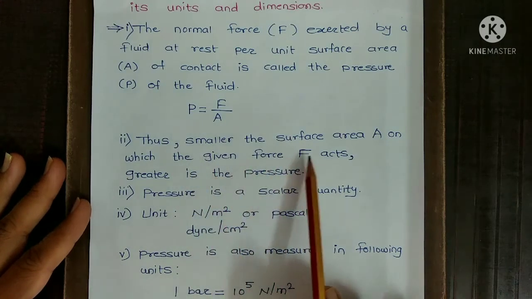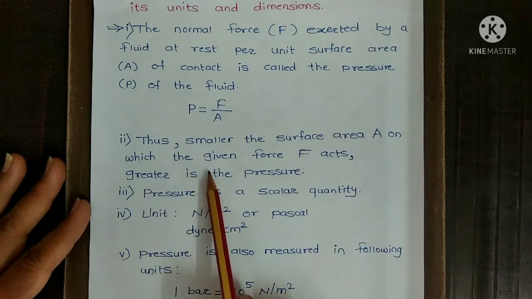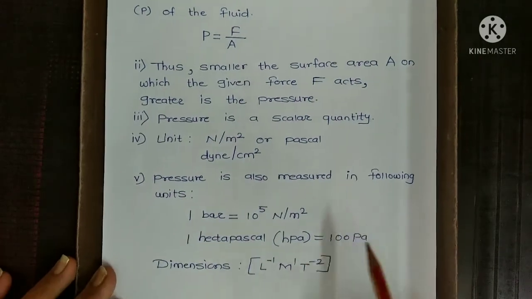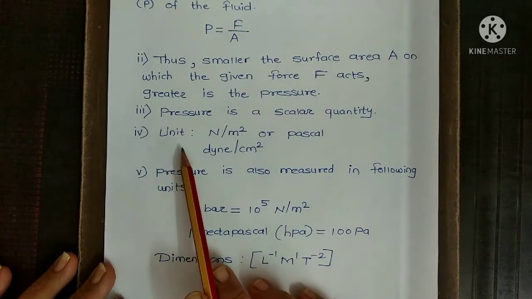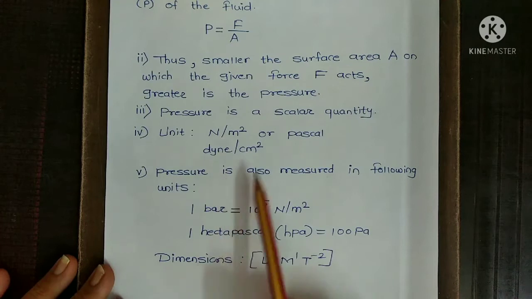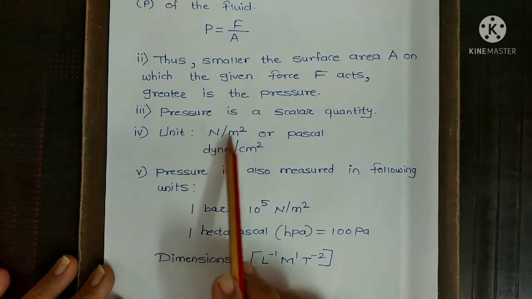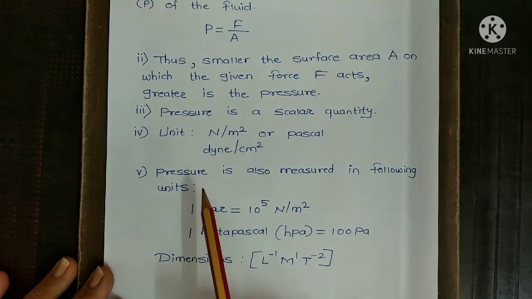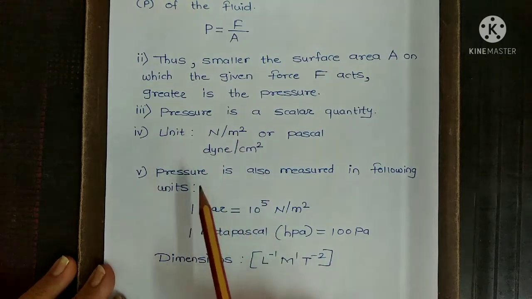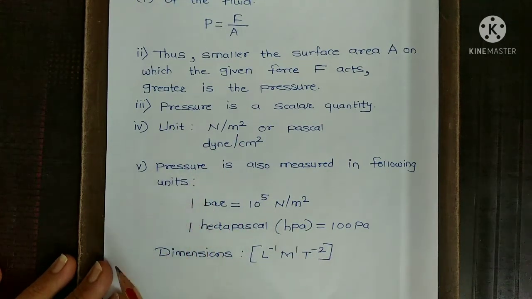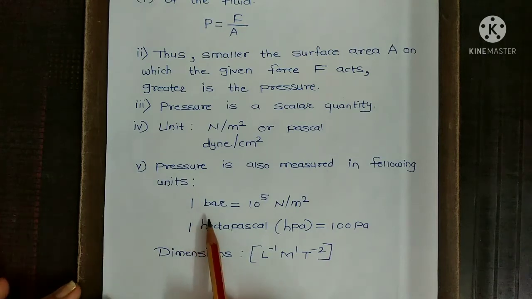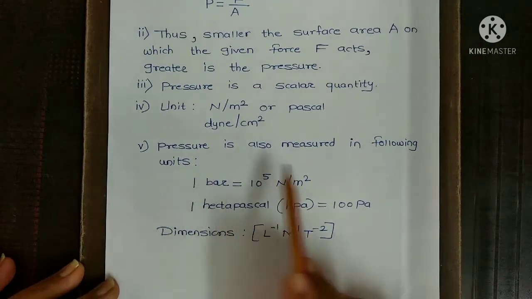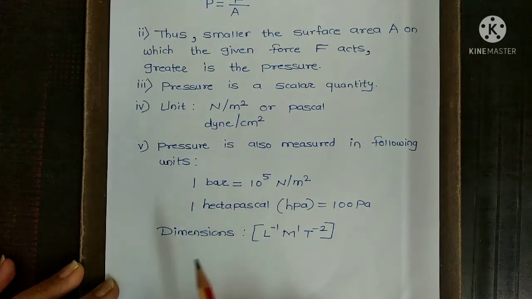Thus, the smaller the surface area A on which the given force F acts, the greater is the pressure. Pressure is a scalar quantity and the unit of pressure is Newton per meter square or Pascal in the MKS system, and in the CGS system it is dyne per centimeter square. Pressure is also measured in other units: 1 bar is equal to 10 raised to the power 5 Newton per meter square.